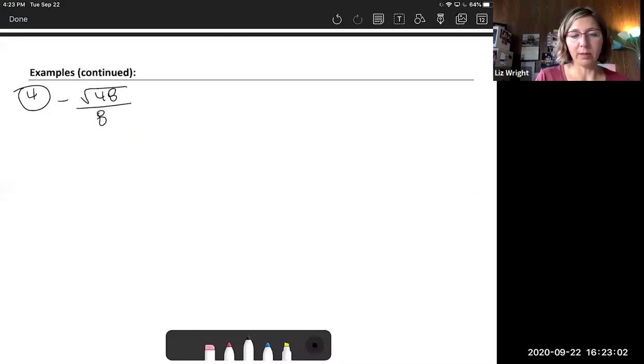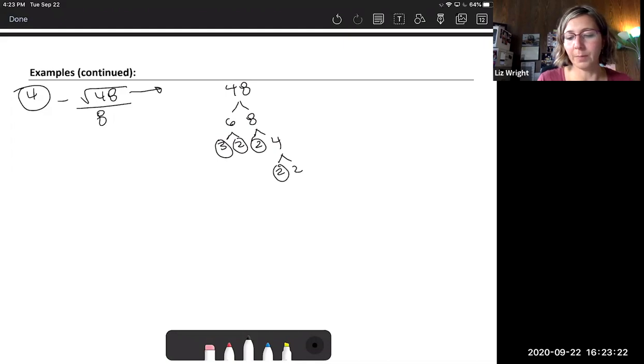I'm just going to work with the numerator for a second. So the square root of 48, you could do 16 and 3, that would be fast. I have a feeling most of you are going to think of 6 and 8, so that's what I'm going to do. 2 and 4, 2 and 2. I'm going to circle up my prime numbers so none of them get forgotten. Now I'm going to circle up my pairs.